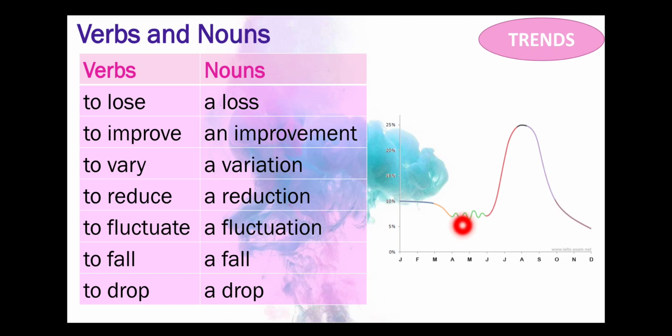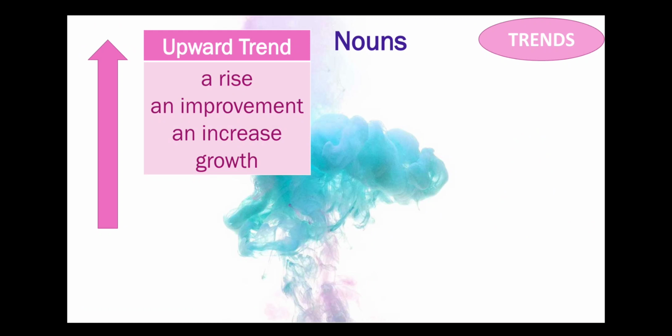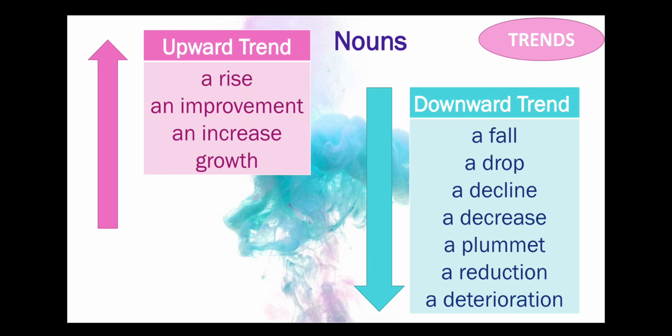And fluctuation is shown by these green lines over here, and this is the part that shows fluctuation. So what is fluctuation? Rise and fall irregularly. Upward trend, and what nouns can be used? A rise, an improvement, an increase, or growth. And when the trend is going down, the nouns that can be used are a fall, a drop, a decline, a decrease, a plummet, a reduction, a deterioration.